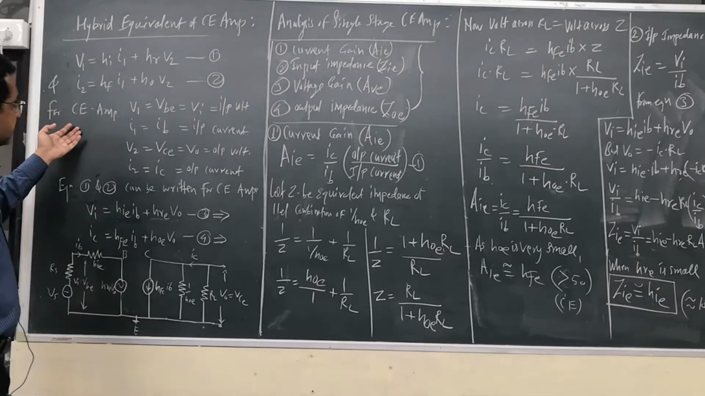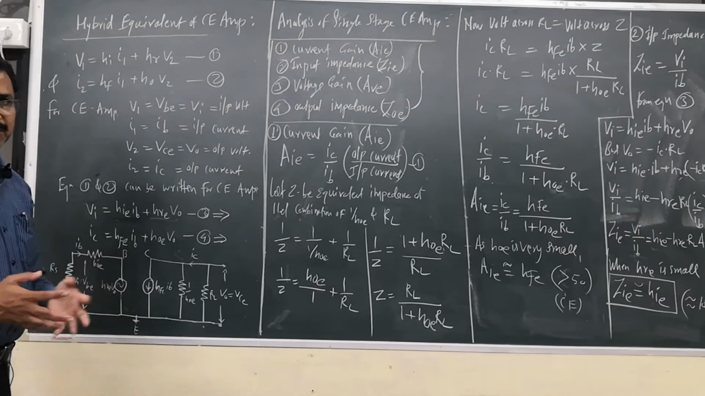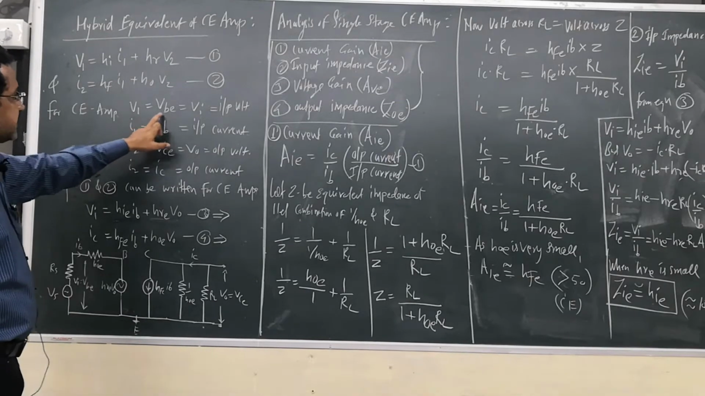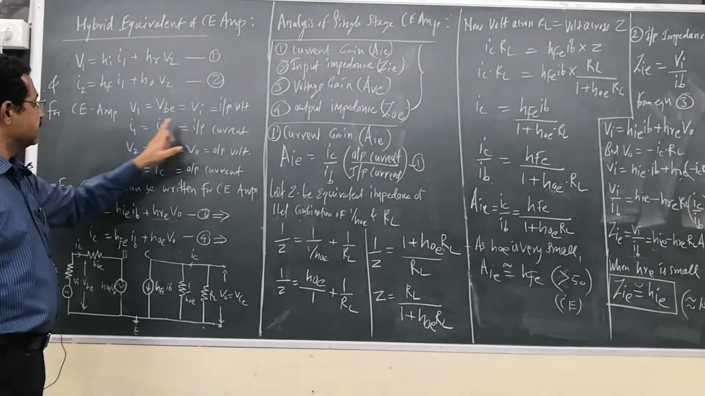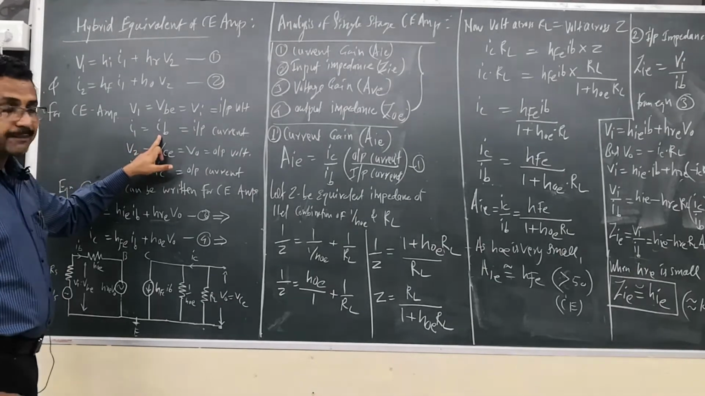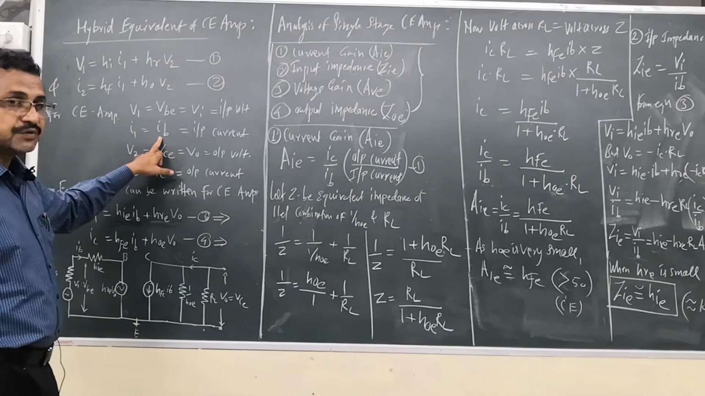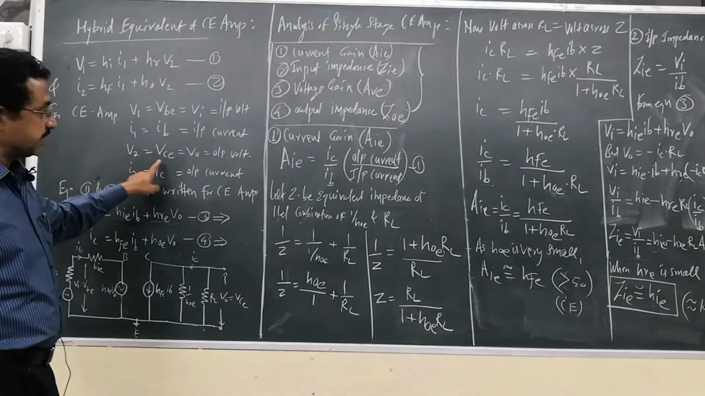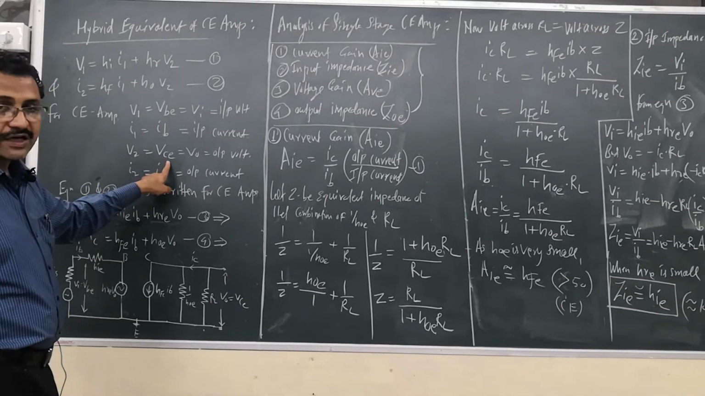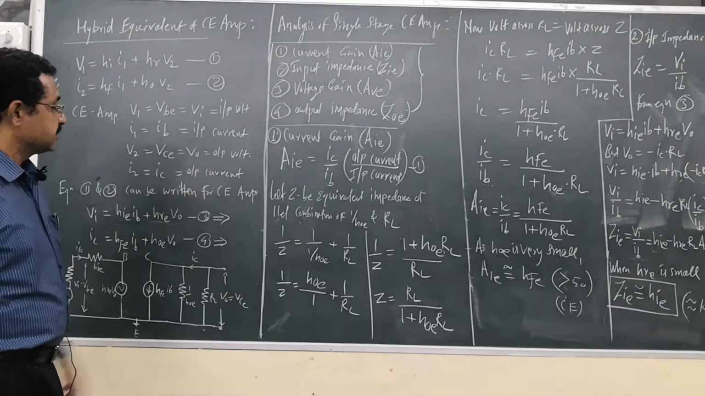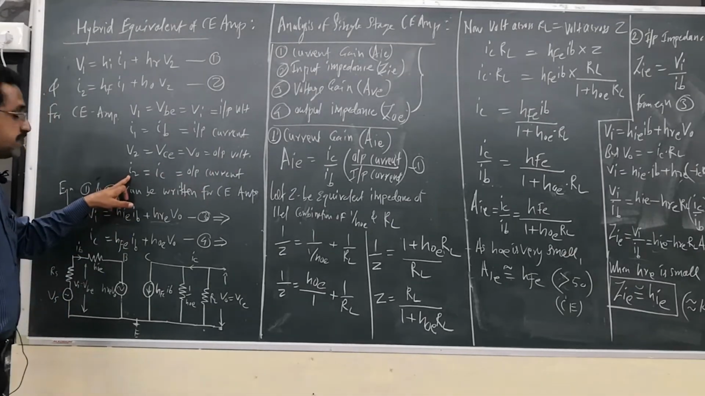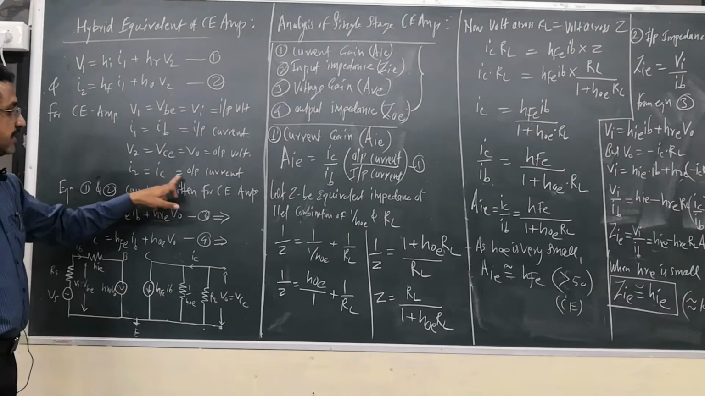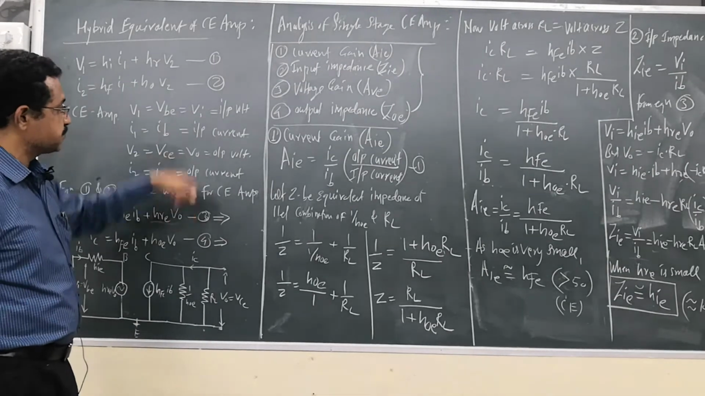For the CE amplifier we have already drawn the diagram in the previous lecture. From that diagram, V1 is the input voltage and that equals VBE. Then I1 equals IB, the base current, which is the input current. Then V2 is the output voltage across VCE, the voltage across collector and emitter, indicated by VO. Then I2 is the output current, and in the CE amplifier that is the collector current IC. So these 4 parameters are there.